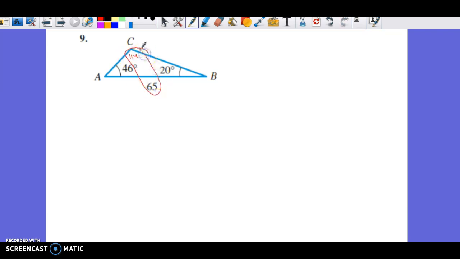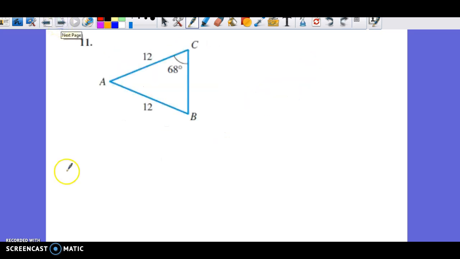Once you have information across from each other, sine of 114 over 65 equals, let's just focus on finding this piece for now, sine of 46 over x. Cross multiply. We got 51.2 for this. And if you wanted to know the other side, you could just do another law of sines problem.